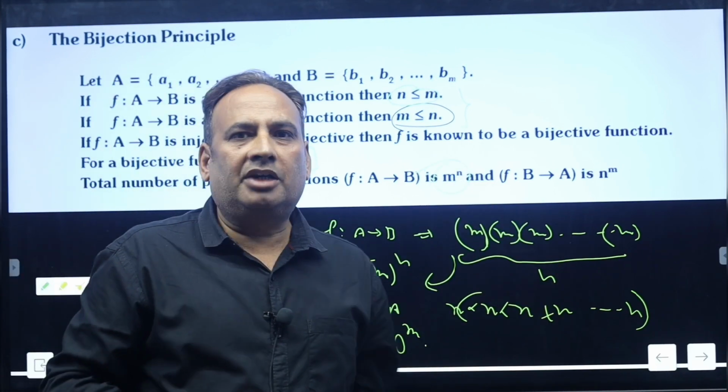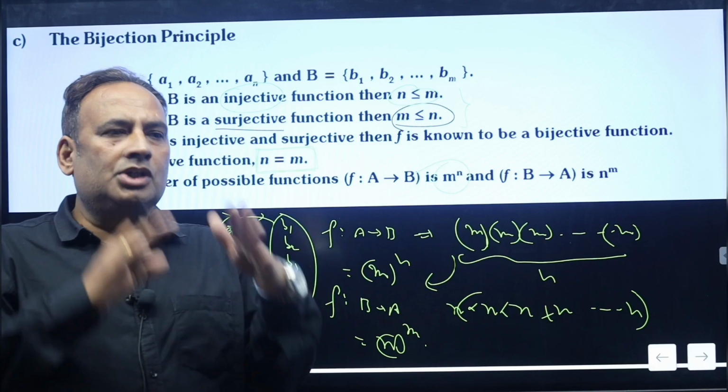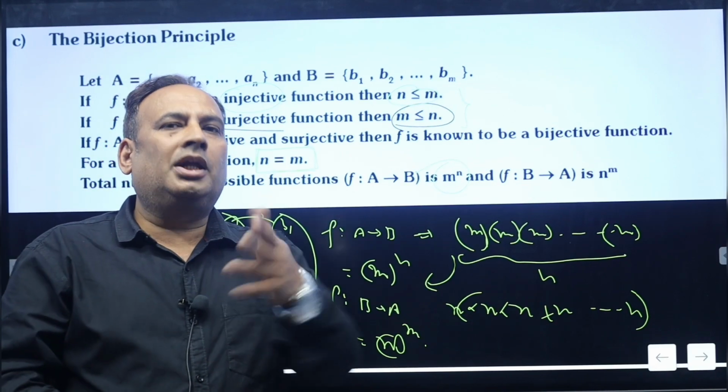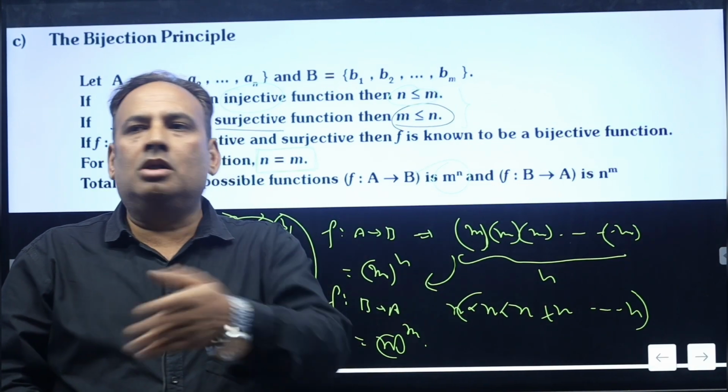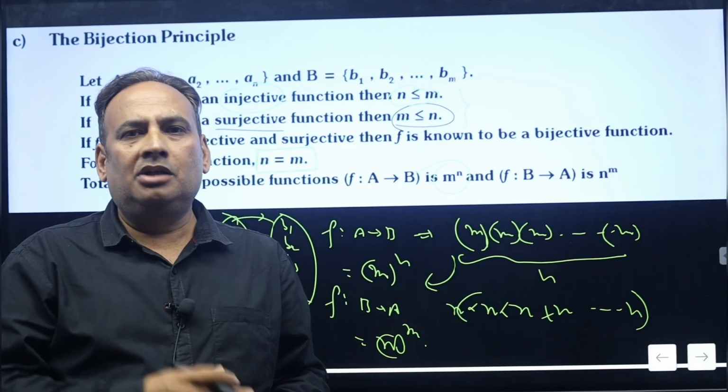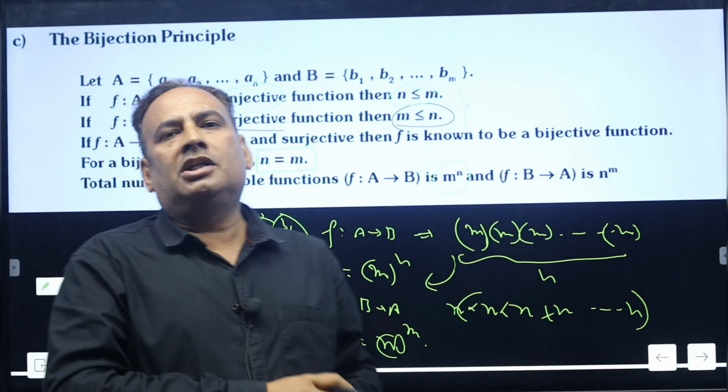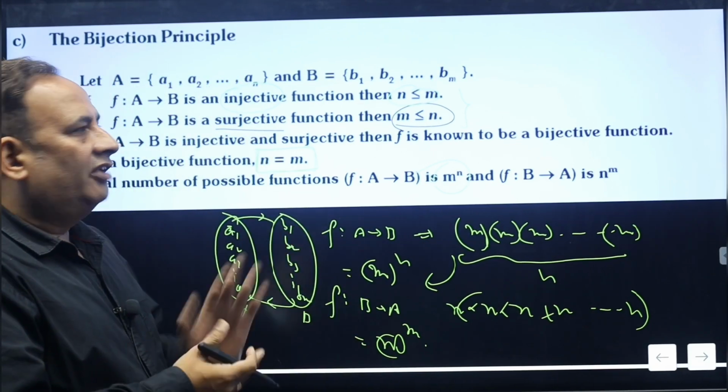That is the concept of bijective. Suppose in your class all the students are present today, no need to take the attendance. Why take the attendance? Because all seats are occupied, on each and every seat one person will sit. That is the example of a bijective function.